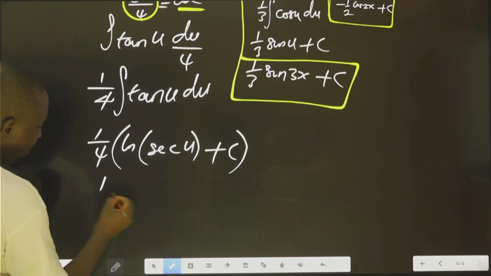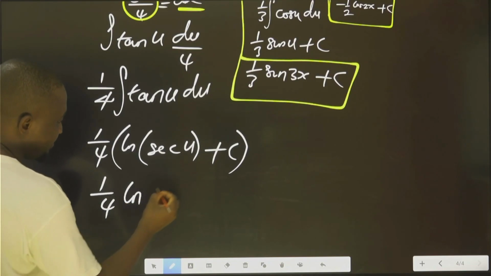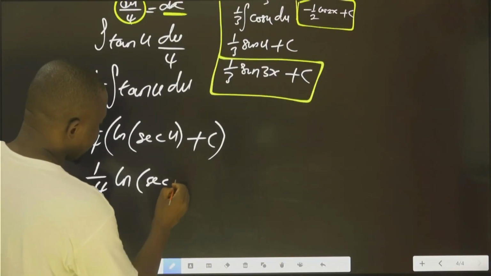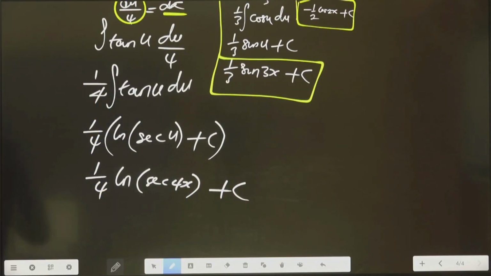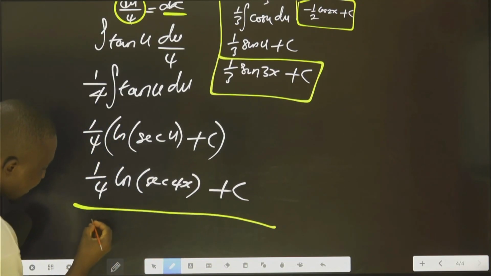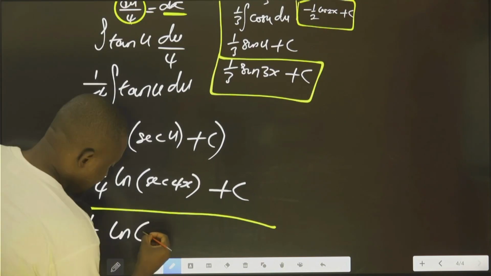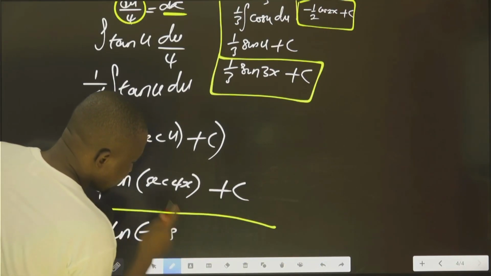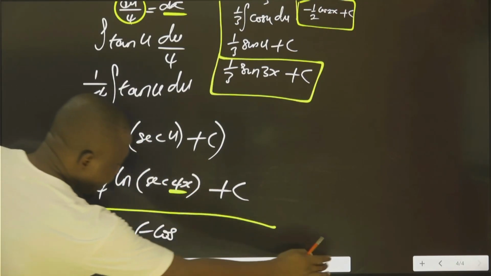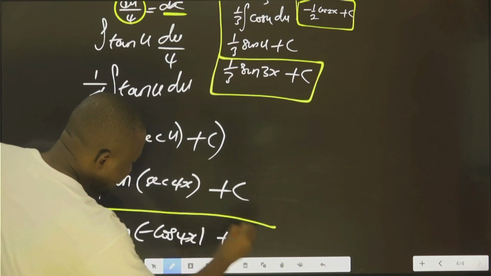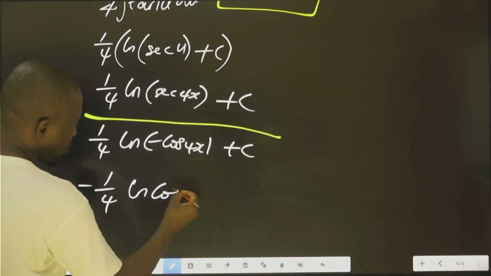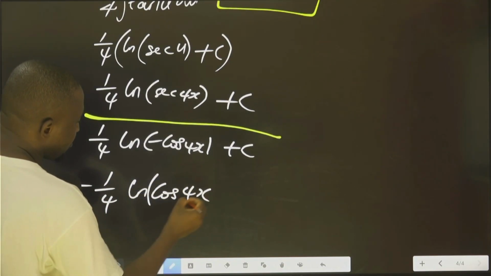If we open this up now, we have ln sec, what is u? u is 4x. So 1 over 4 ln sec 4x plus c. Alternatively, we also established, if you have been watching my videos, that instead of sec, you can say ln of minus cos u. I will put here now 4x plus c, which you can write as minus 1 over 4 ln cos 4x plus c.